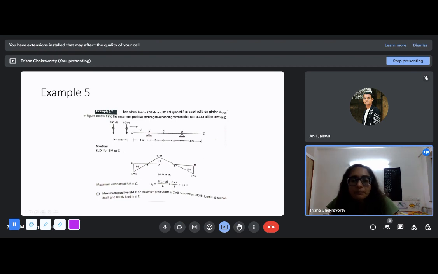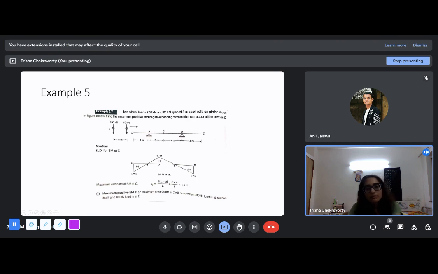What would we have done? We would place a 1 kilonewton load at DA, then at AC, then at CB, then at BE. In four zones we will get straight lines and draw them. We will end up with the same ILD, and you want the maximum positive bending moment at C.